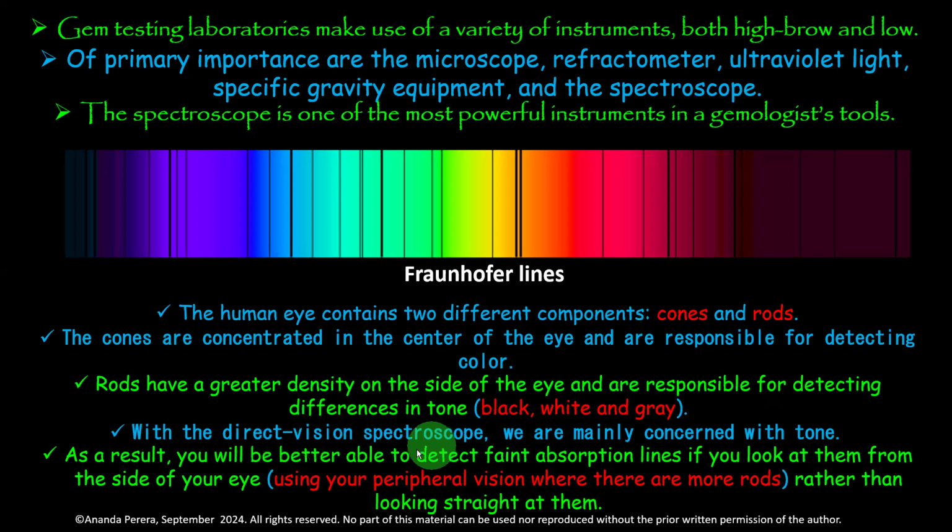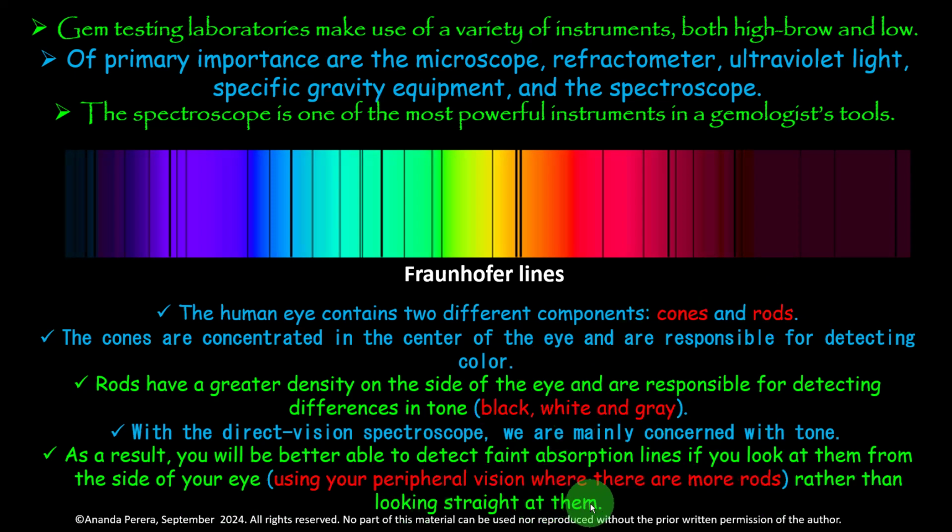With the direct vision spectroscope, it is a very useful thing. We are mainly concerned with tone. As a result, you will be better able to detect faint absorption lines. Faint absorption lines you can detect if you look at them from the side of your eye. When you are watching, you have to use not cones, but rods. So black, white, and gray, you have to check using your peripheral vision, where there are more rods, rather than looking straight at them.